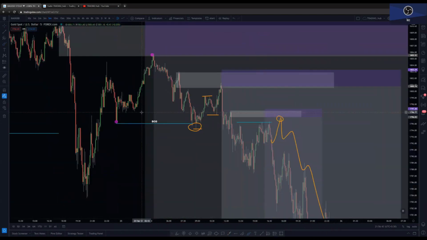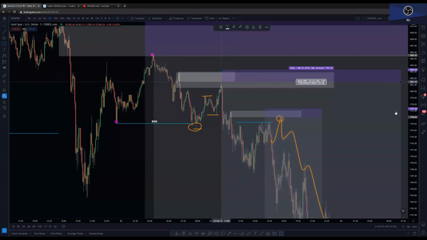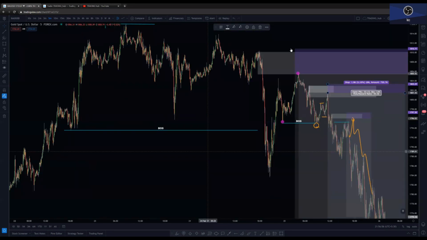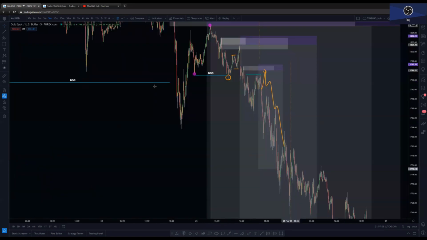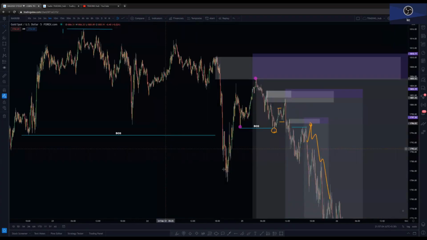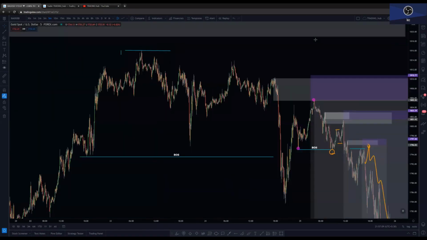But the market was respecting the higher time frame structure, and the second entry is here. I placed my sell limit here, but by a few pips this order did not trigger, and this time the risk reward ratio was more than 30%. So this is a basic concept about how to identify the order block and how to take advantage of them.